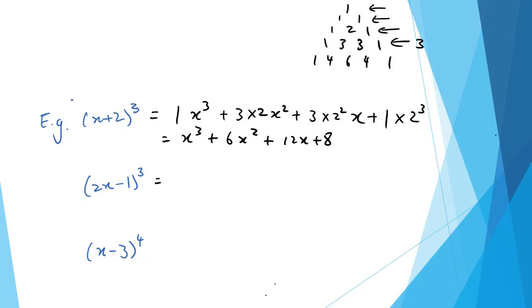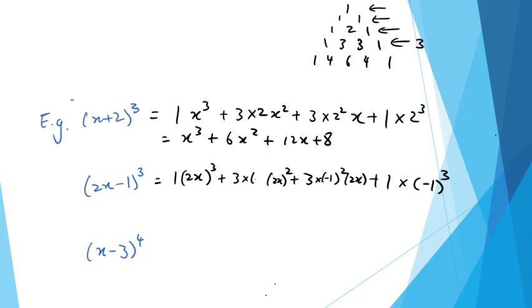Same with the next one. We have 1, 3, 3, and 1. Then 2x all cubed, 2x squared, 2x, and then no terms of 2x. Then the last one you have negative 1 cubed, negative 1 squared, negative 1, and then no term. So you always list the powers from high to low, depending on which side they're on. If on the left side, you start from the left. If from the right, you start from the right.